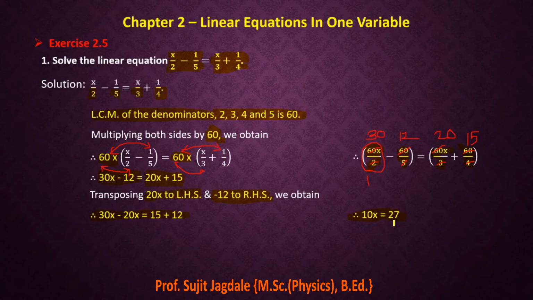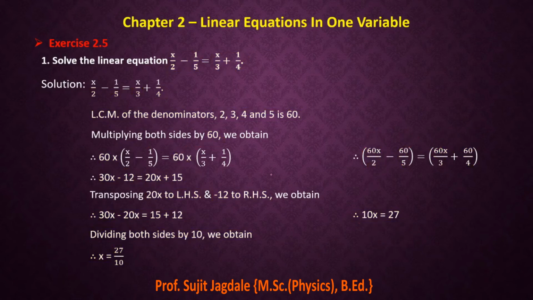But here solving the linear equation means we have to find out the value of x. So that's why we are dividing both sides by the coefficient of x, which is 10. So therefore we are getting the final answer as x is equals to 27 divided by 10, because we are going to divide by 10 on both sides. So here 10 is going to be cancelled because the same number in the numerator and denominator will be cancelled.